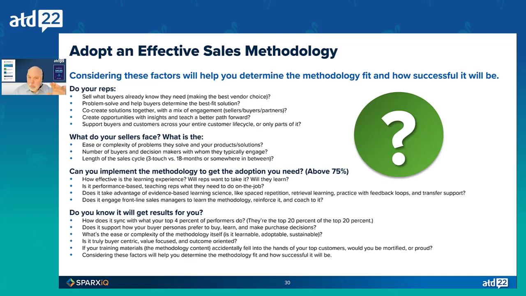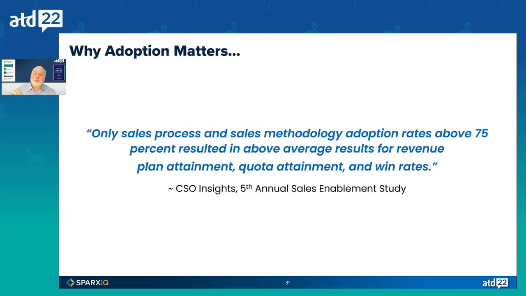Now, I'm not going to cover this eye chart. This is one of those things that I think you can go back to and take a look at. But these are some factors to consider to help you determine methodology fit and how successful it will be. It looks at the way that your reps sell and what they face. It looks at, can you actually implement this methodology to get 75% or greater adoption? Do you know it will get results to you? These are some questions that I think you'll find incredibly helpful. Here's why I keep talking about adoption and why it matters.